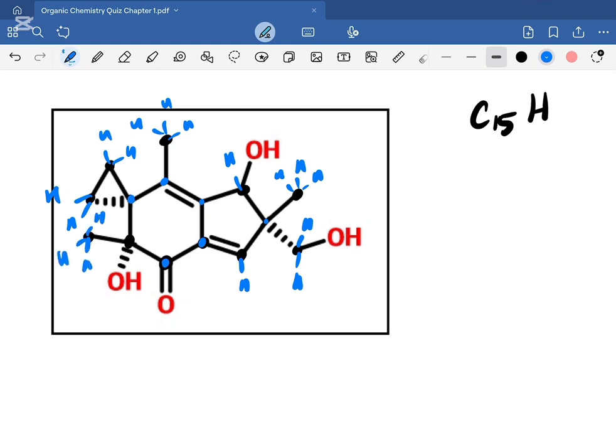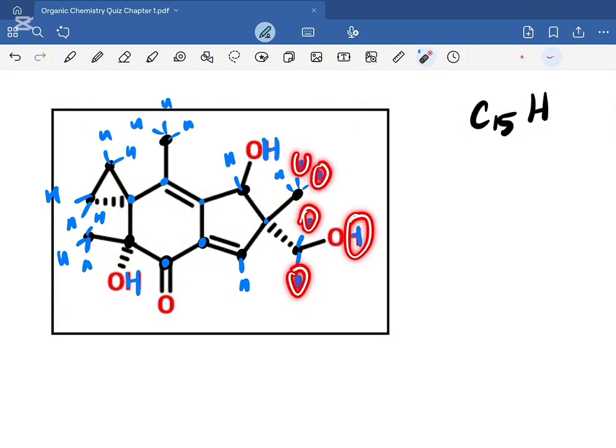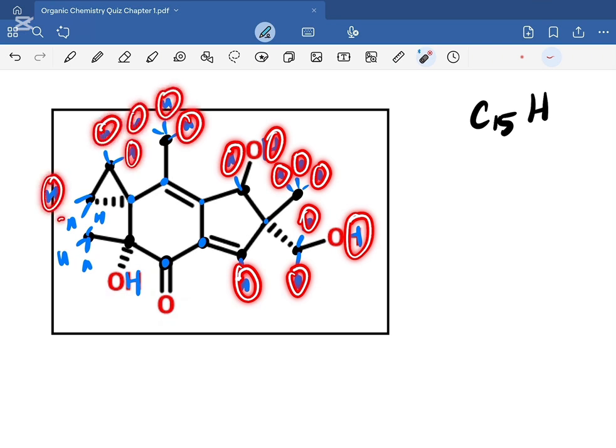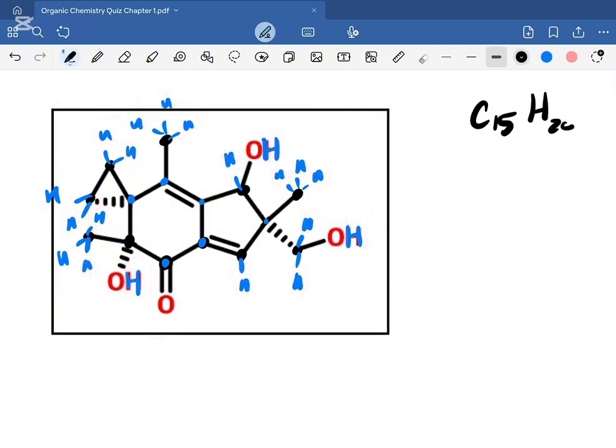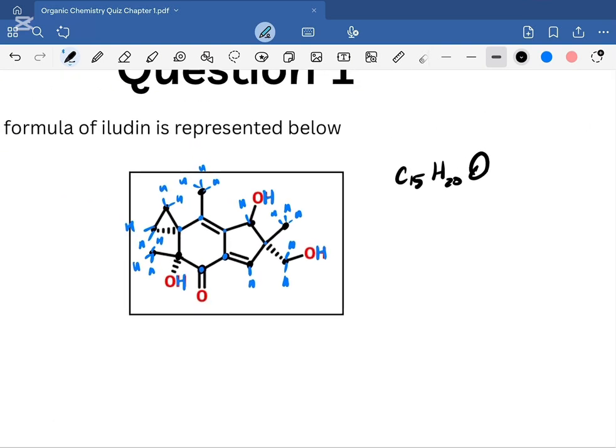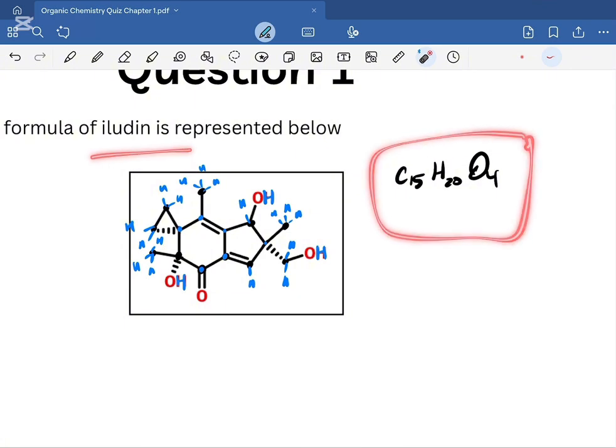So I think it's better to draw it again and then determine the number of hydrogen atoms that you have in this drawing. And of course, we shouldn't forget the hydrogens with the hydroxyl group. And now we can count the hydrogens. So we're going to have 1, 2, 3, 4, 5, 6, 7, 8, 9, 10, 11, 12, 13, 14, 15, 16, 17, 18, 19, and 20. So we're going to have 20 hydrogens. And we have 4 oxygens, so it is O4. Now this is going to be the chemical formula of iodine.